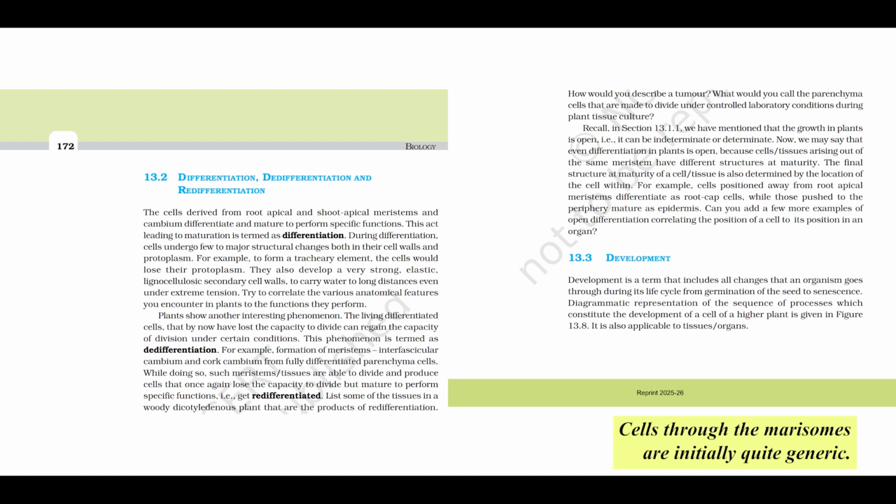Cells, or the meristems, are initially quite generic, but then they differentiate and mature to perform specific functions. This process of becoming specialized is differentiation. It involves structural changes in both cell walls and protoplasm, tailored to the final job. Structure matching function again. Always.